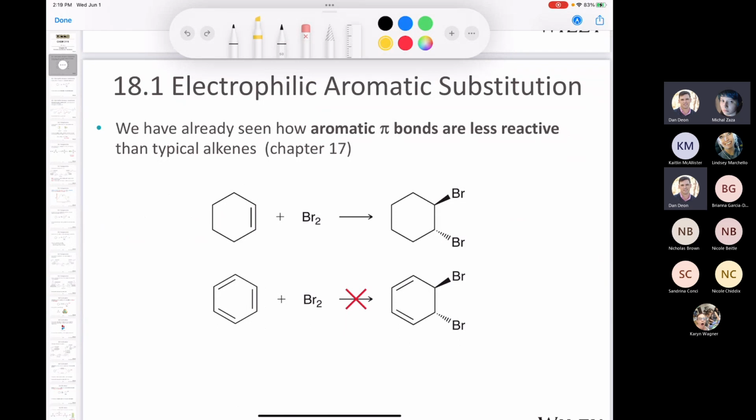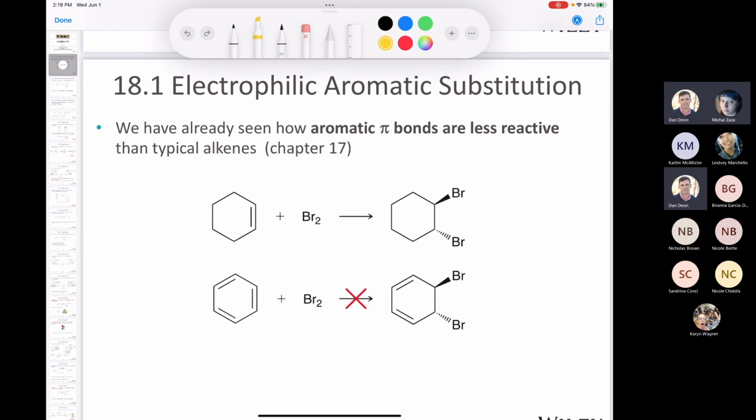First of all, you're doing a substitution reaction on an aromatic ring, and you're doing it by putting the aromatic ring in the presence of a strong electrophile. So we're going to talk all about that. And we've seen in chapter 17 how aromatic pi bonds are less reactive than typical alkenes. Just to remind you, if you take cyclohexene and treat it with bromine, we get anti-addition across that double bond, and we get trans-1,2-dibromocyclohexane.